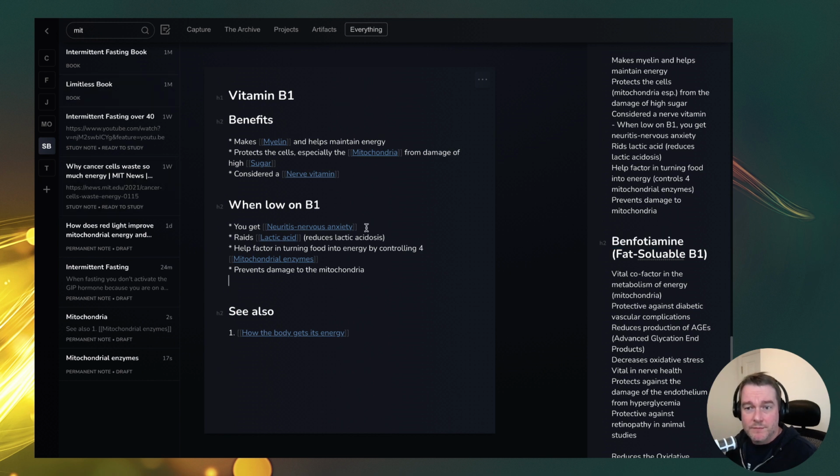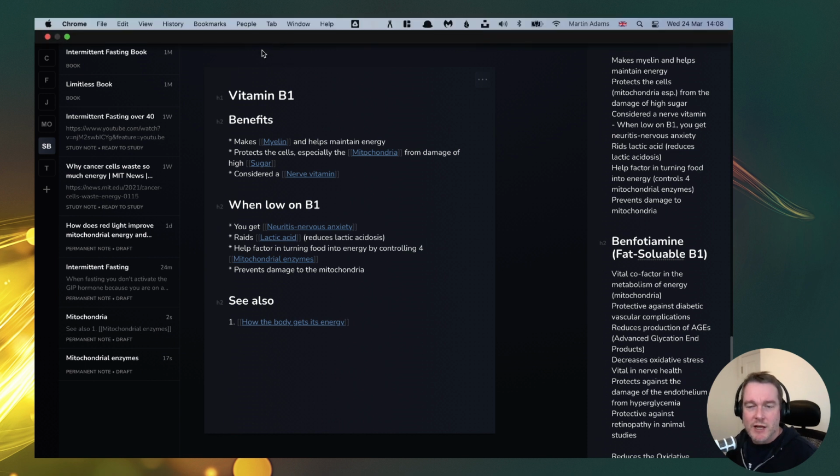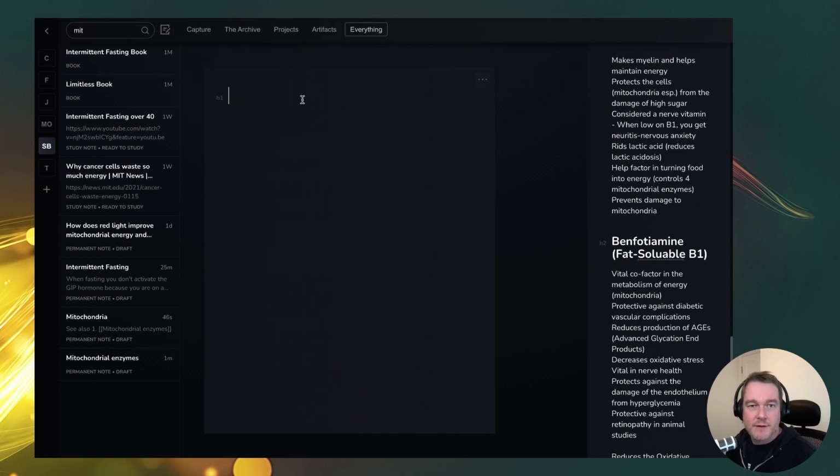Now, the problem with this is I've sort of lost how they link into the ketogenic, but it's fine. So here we go. Fat soluble B1. Soluble. Let's fix that there. So it's a benefits.